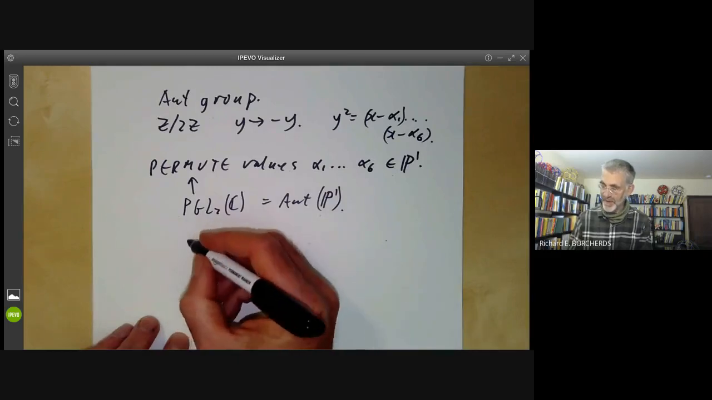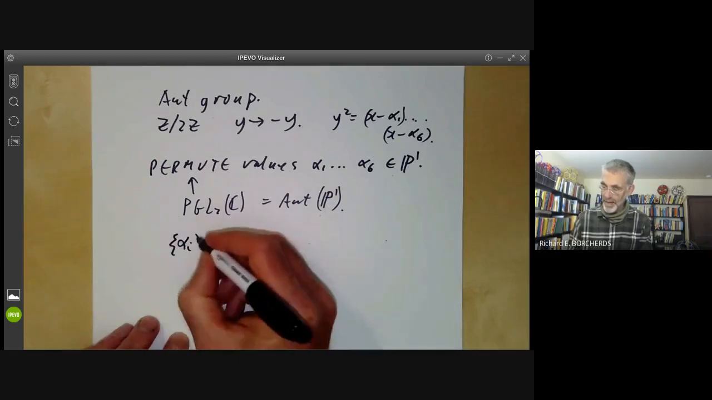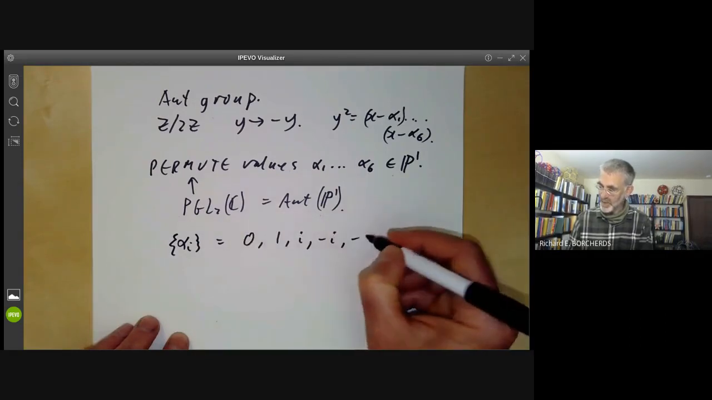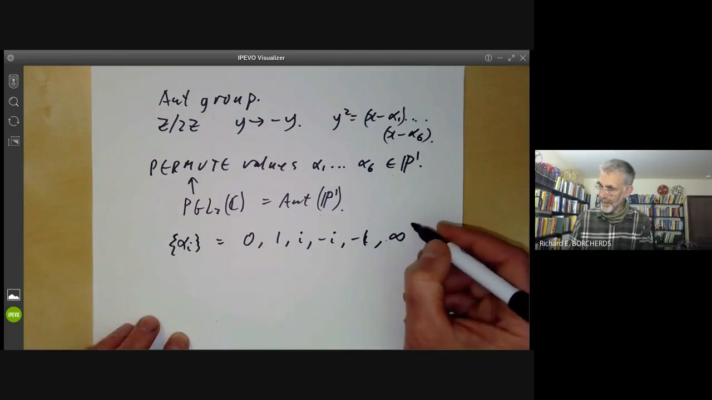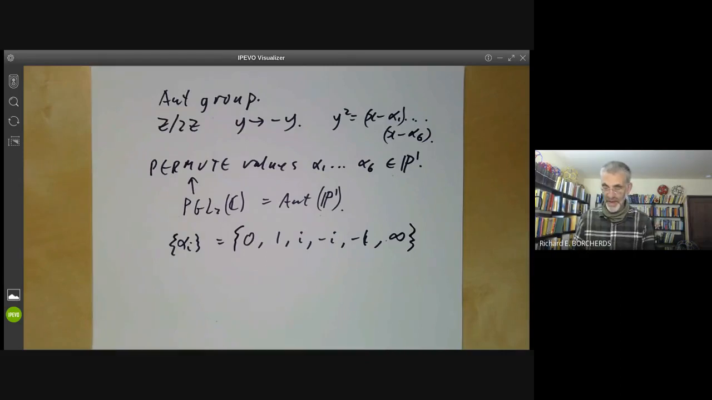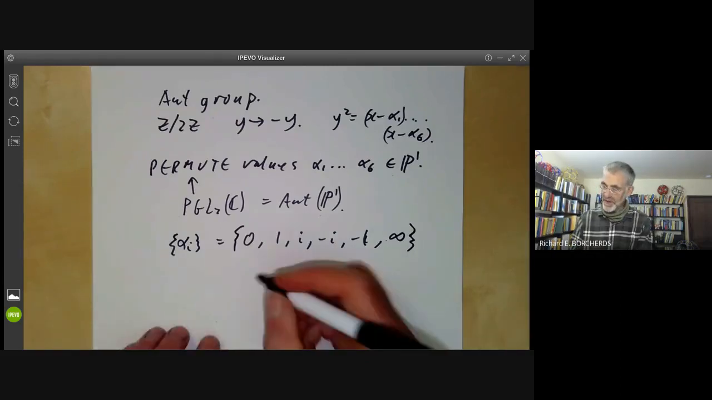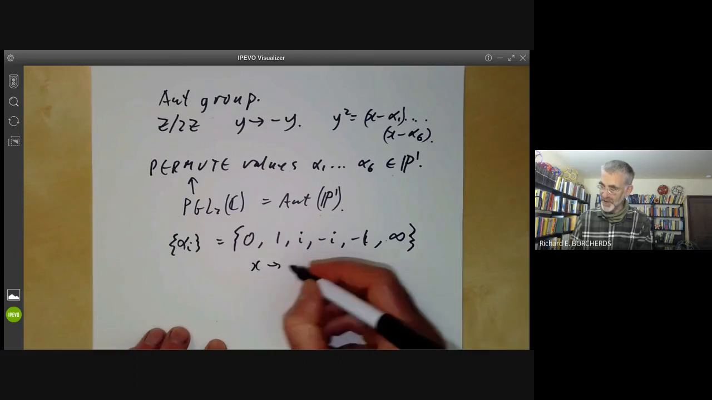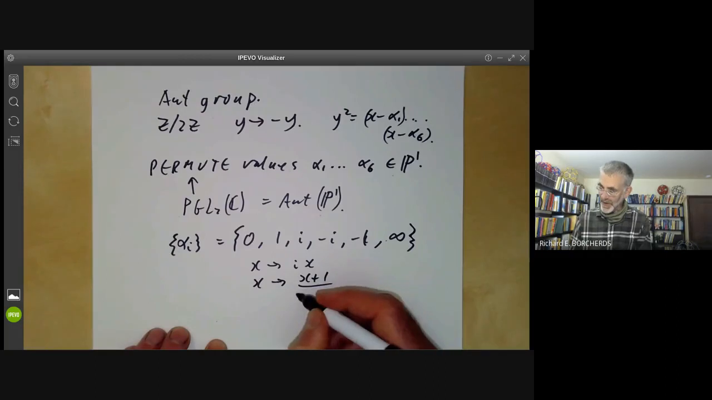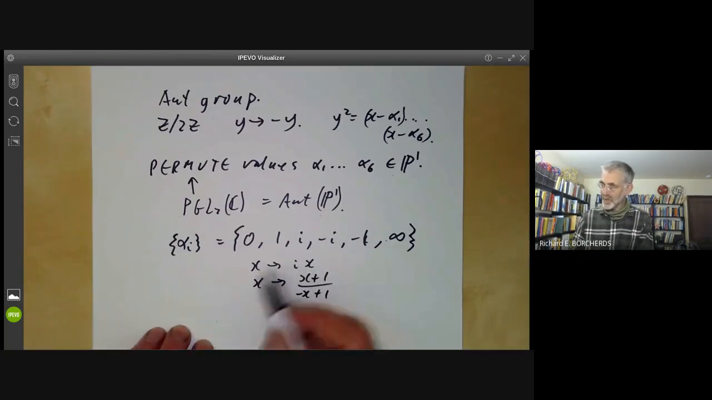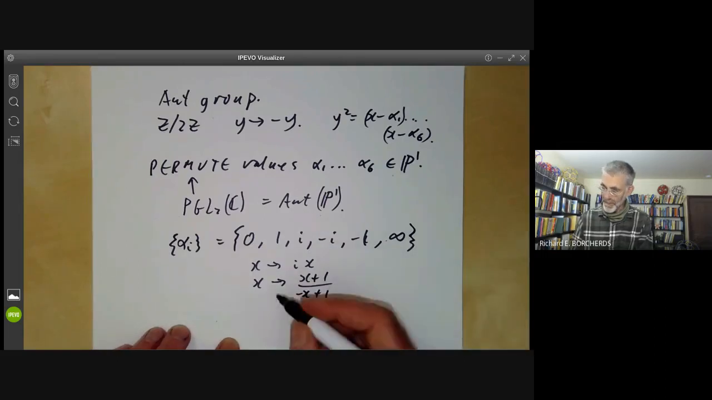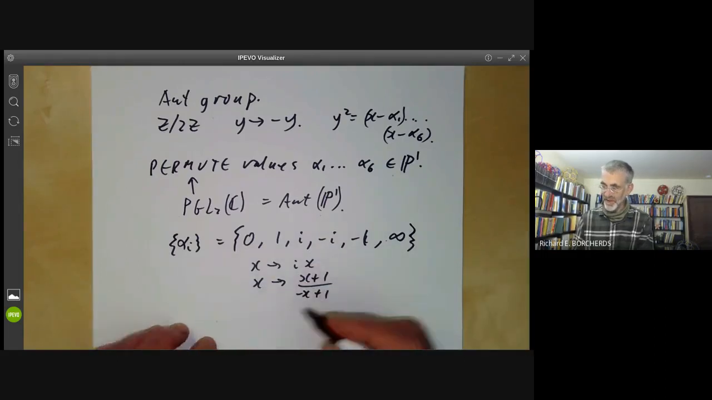For example, if we take the numbers alpha i to be 0, 1, i, minus 1, and infinity, you can think of these as being the vertices of an octahedron in the Riemann sphere, then it's got various permutations. For instance, you can take x to i times x, or x to (x plus 1) over (minus x plus 1). And these will generate a group of permutations of these of order 24. In fact, it's the group of rotations of an octahedron.